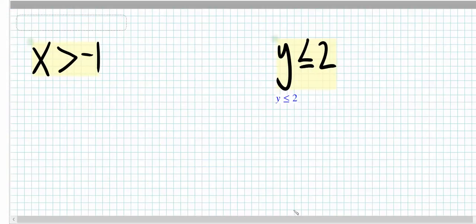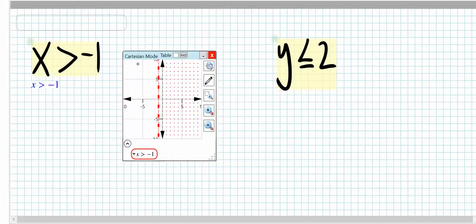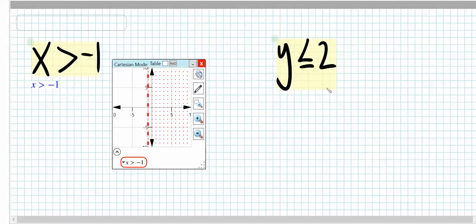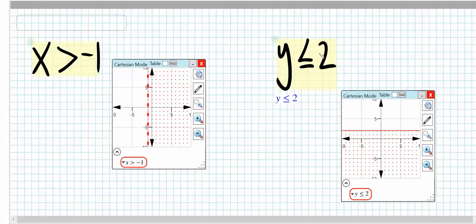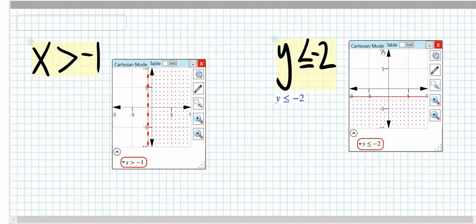So let me show you how these would look on the graph to check. So here's the first one. And notice that the line is dashed. I want everything to the right. And here's the second one. Notice that the line, oh, this should be negative 2, excuse me. Notice that the line is solid and it's everything below that line.